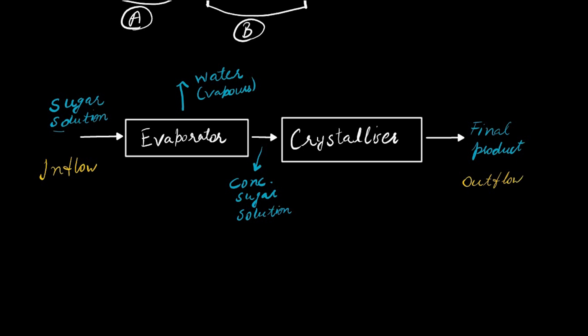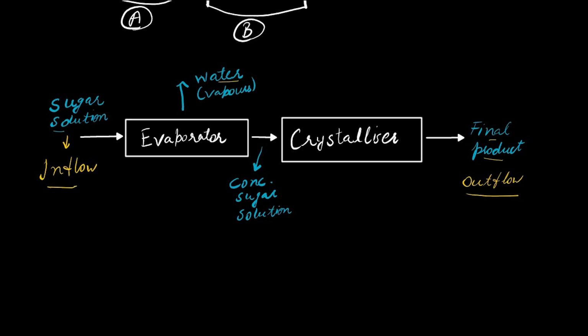In a food industry or in a food processing plant, we are interested to know the amount of feed that is going into an equipment. So inflow is the feed that is going in, and in this case sugar solution is the inflow going into the evaporator. In the same fashion, outflow is anything that is collected at the outlet of the equipment. Anything that is our final product or anything that goes out of the equipment is outflow.